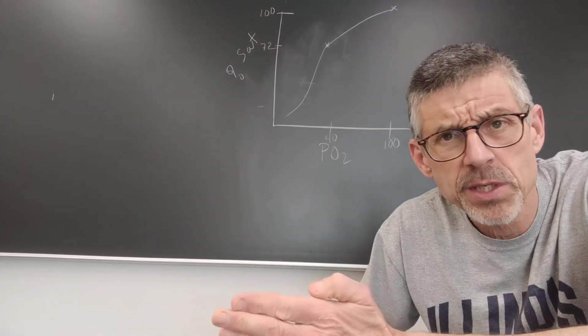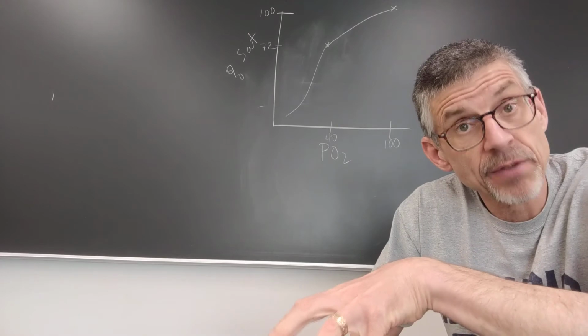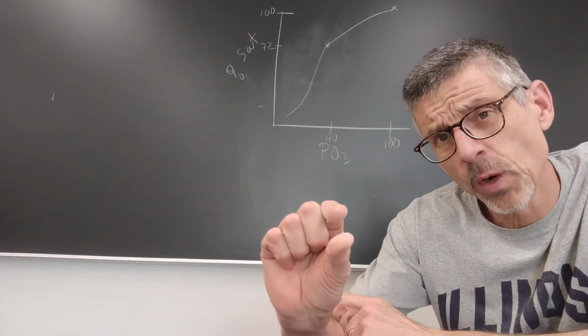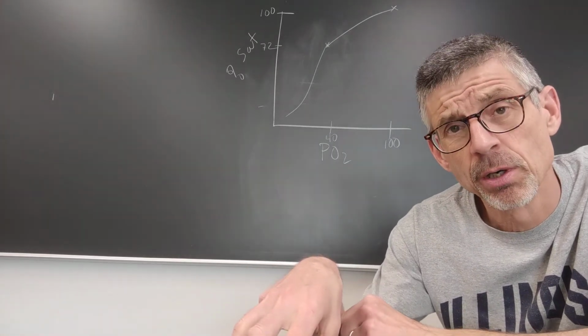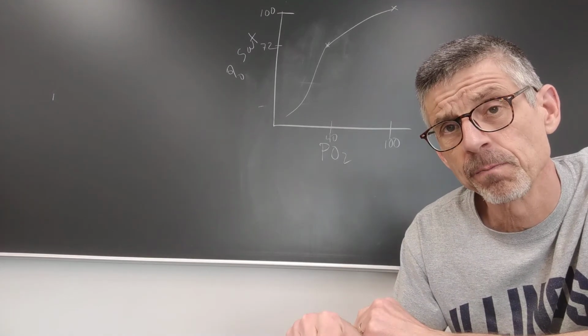That tiny 1% of oxygen travels into plasma, dissolved as a gas. And here's a remarkable fact. That tiny 1% is what actually gives the partial pressure of 100 in the bloodstream.